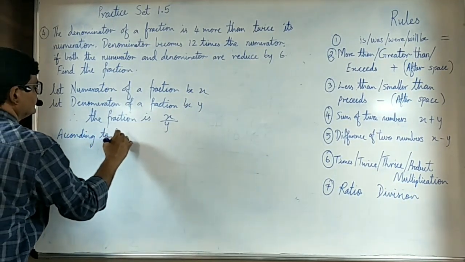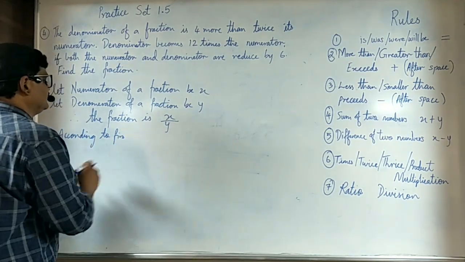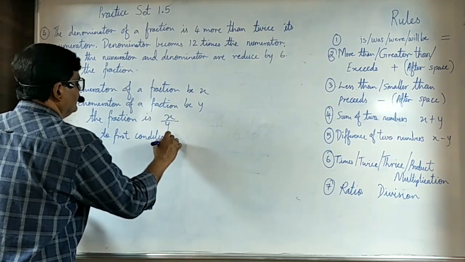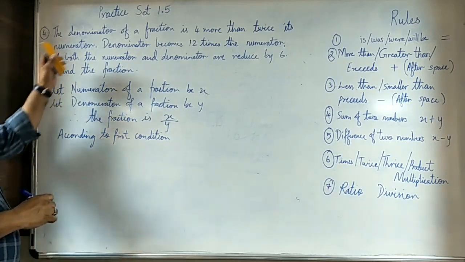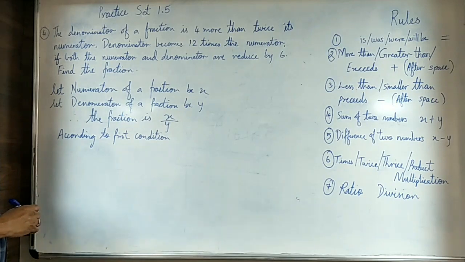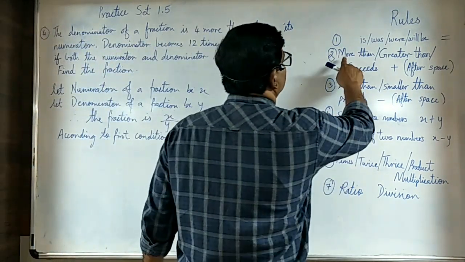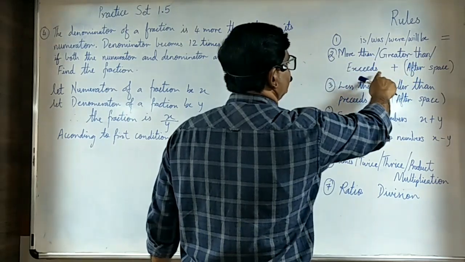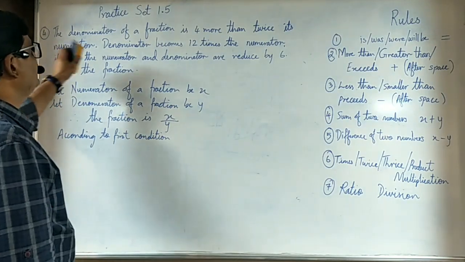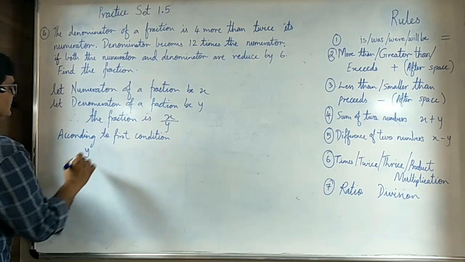According to the first condition, what is the first condition? It's very simple, and we'll go for the rule also. The denominator of a fraction is 4 more than twice its numerator. Now if you see more than, greater than, exceed, you have to write a plus sign. Which is the denominator here? In this case y is your denominator.